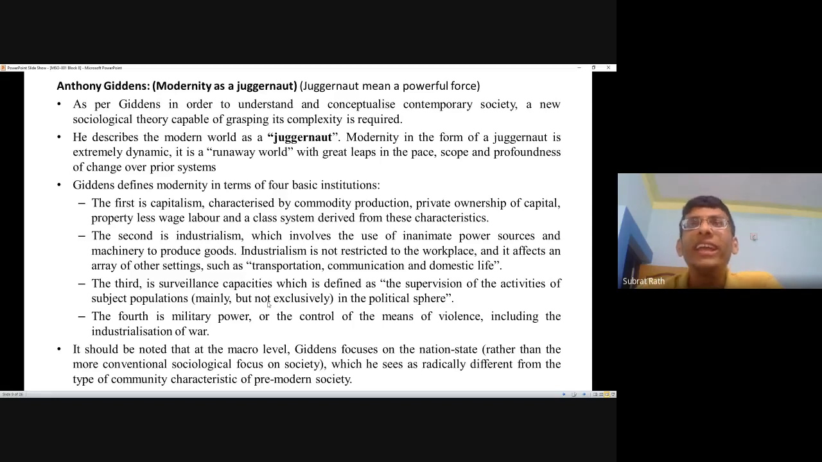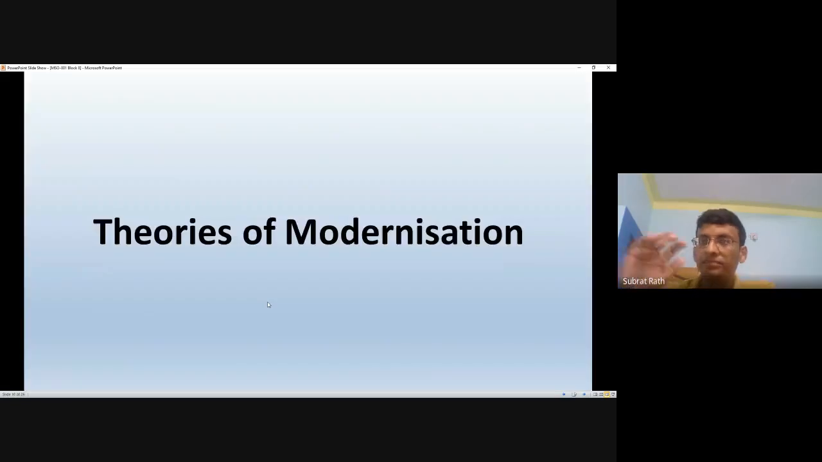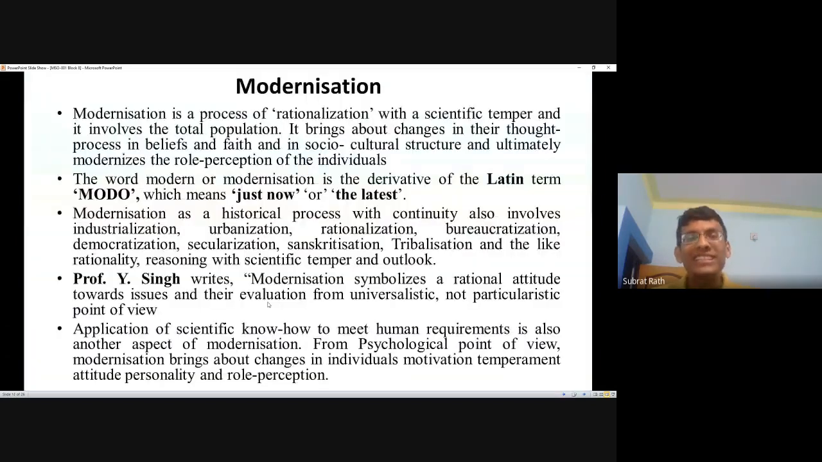So modernity is a Western phenomenon attached to capitalism, industrialization, the surveillance system and military power. It should be noted that at the macro level, Giddens focuses on the nation state rather than the more conventional sociological focus on society. Now, as we have already understood what tradition and modernity are, let's move to the process of modernity, that is modernization. How society changes.